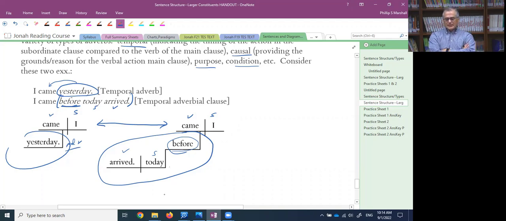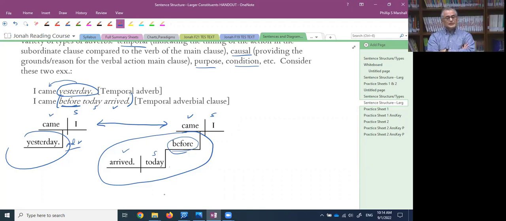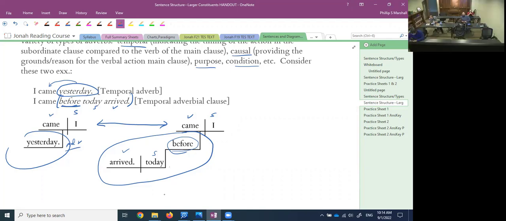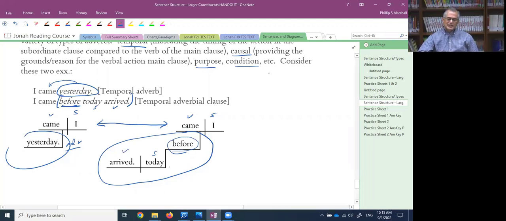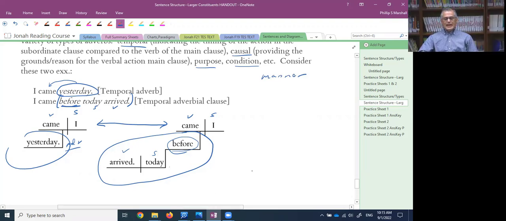All right, does that make sense? Yes, Dr. Marshall, I do have a question. Yes. Since you're here in Huntsville. Say you replace the word yesterday in that first sentence with quickly. Quickly. Yes. Which of the categories above, or does it fit in the et cetera? Is it causal, purpose, temporal? Yes, it fits in the et cetera. So this would be manner. Manner, okay. And so what would be a manner type of dependent clause?